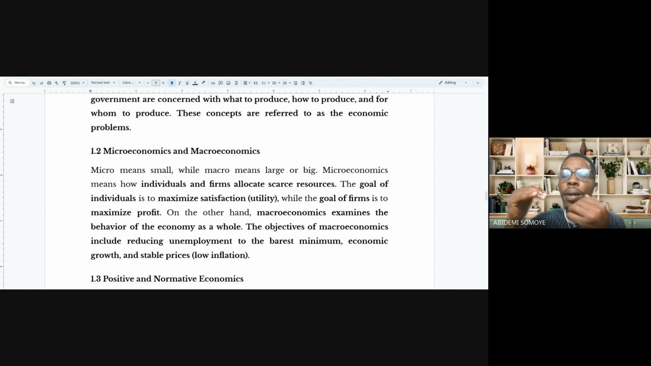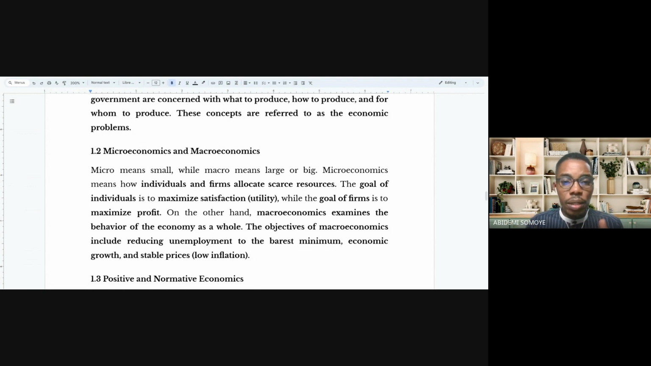Macro looks at or examines the society as a whole. When I say the society as a whole, what am I referring to? We take a look at economic growth, economic development, unemployment, inflation, security, everything that is happening within a society, every single thing. That's what macroeconomics is.